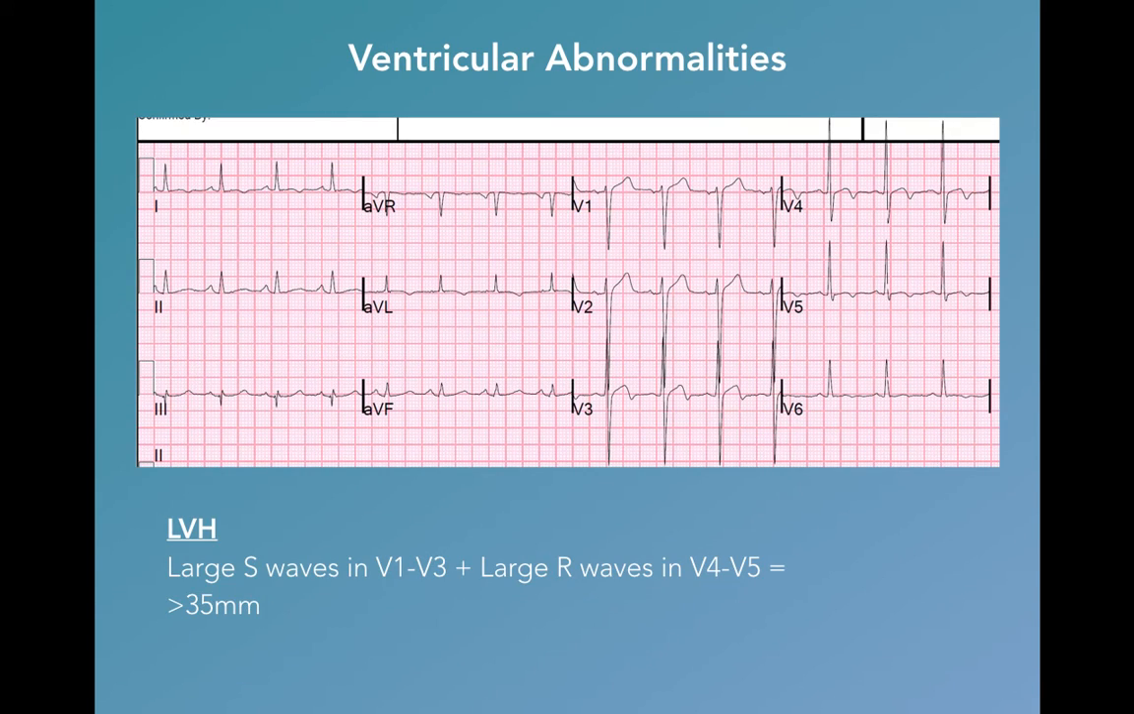This EKG shows left ventricular hypertrophy. You can see pretty tremendous S waves, especially in V2. So if you add the S waves plus the R waves in V5 and V6, that definitely is greater than 35 millimeters. You almost have greater than 35 just in V2 itself. So that's my favorite criteria for left ventricular hypertrophy.